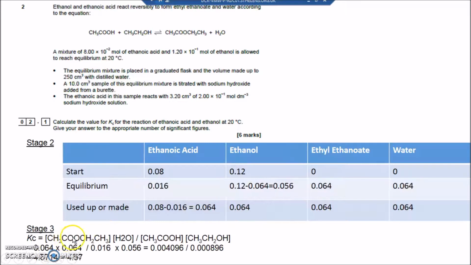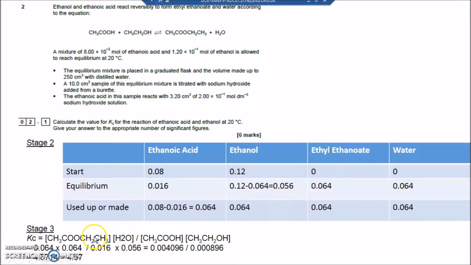So let's have a look what I've got at equilibrium. Concentration of ethyl ethanoate is 0.064, 0.064 for the concentration of water, divided by the concentration that I've got, 0.016 here, and 0.056 moles of ethanol. I could divide by the volume, 250 cm³, but because I'd be dividing by 250 cm³ twice on the top of the equation and 250 cm³ twice on the bottom of the equation, they'd all cancel out. So I'm just going to use the number of moles.